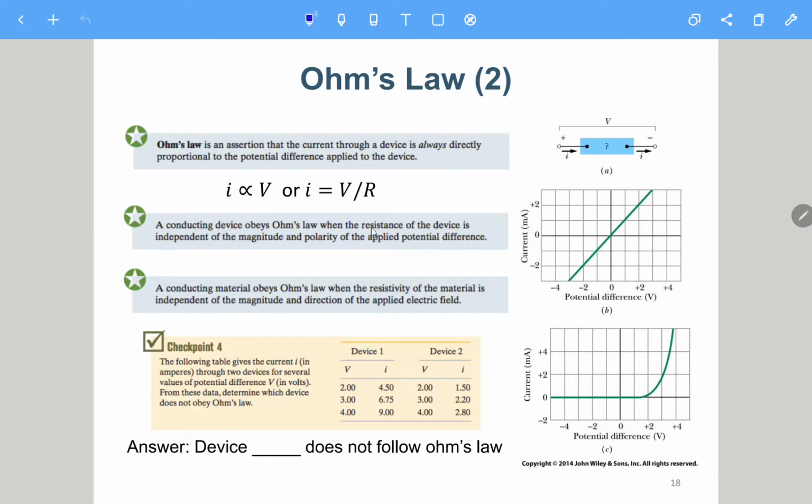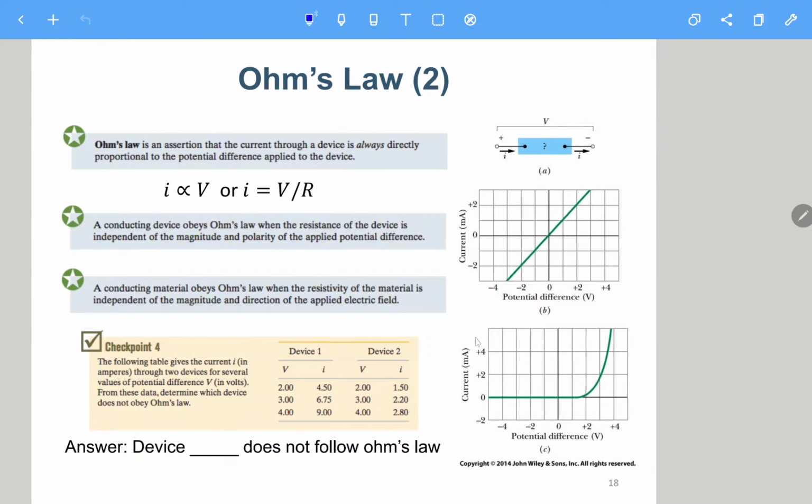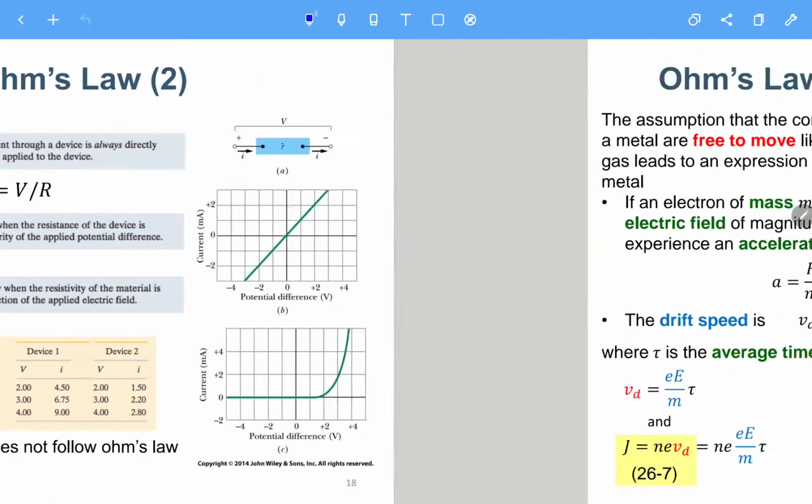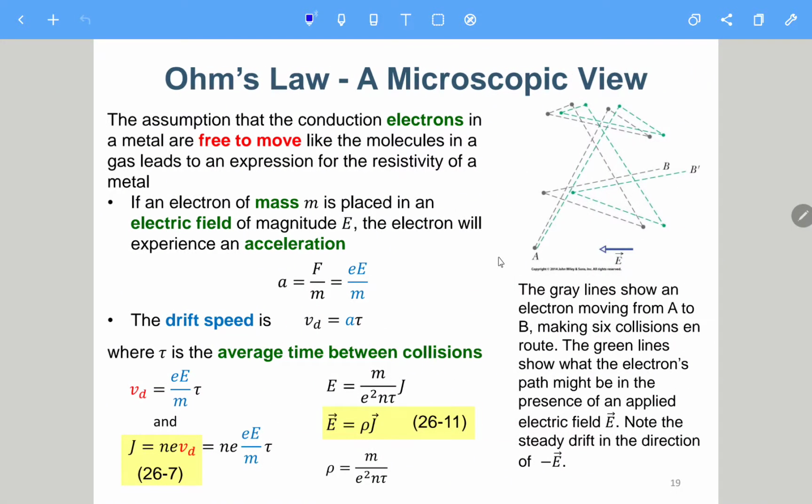Okay, so Ohm's law, yeah, we just skip through it. Okay. So here we talk about Ohm's law with a microscopic view.